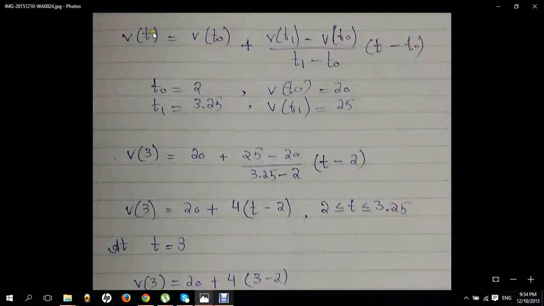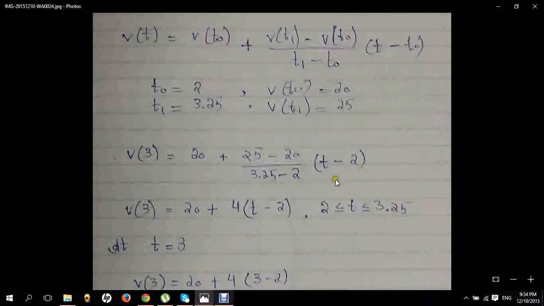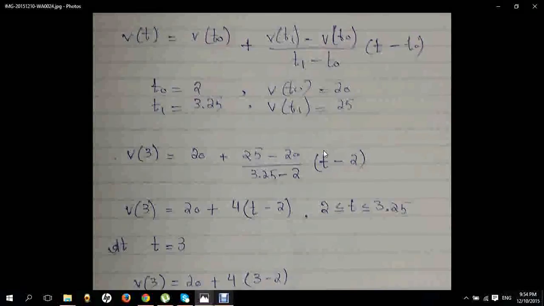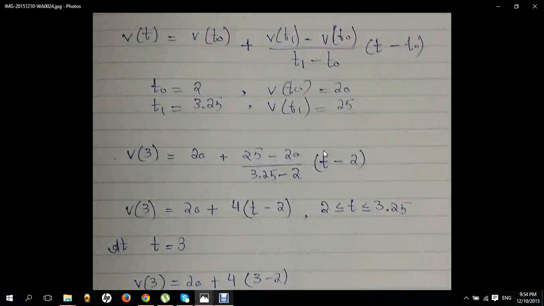We have to find at time t equal to 3 seconds, so we will put t as 3 seconds, v of t naught as 20, v of t1 as 25, v of t naught again 20, and we will just put t as t here. You can directly put 3 here and solve it, but I'm going to do that in the next step to simplify the solution.